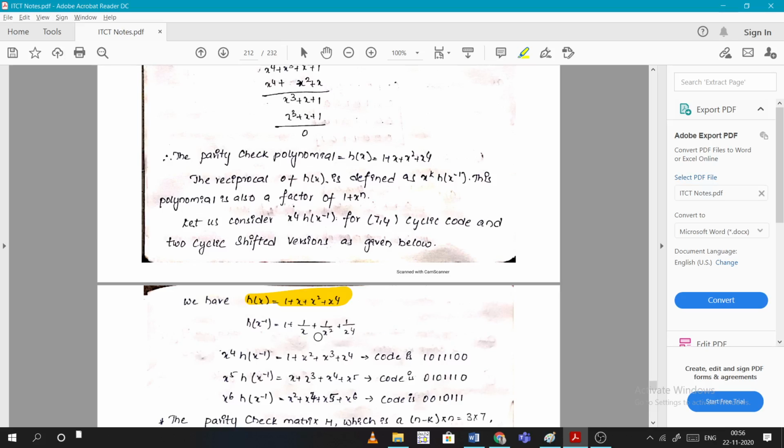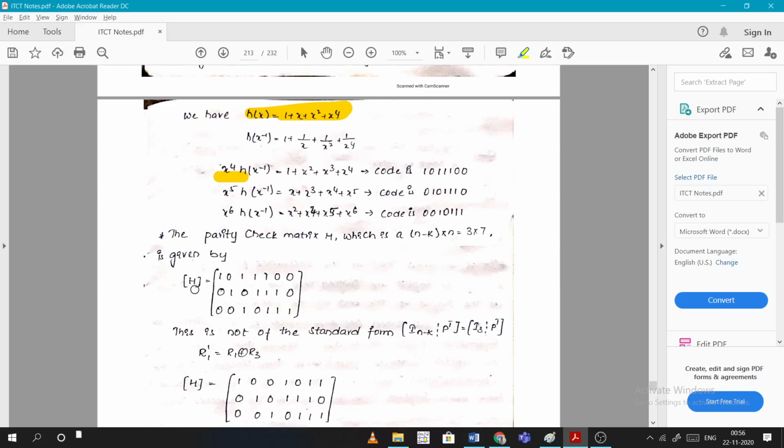If you do the LCM, we'll get the numerator as 1 plus x square plus x cube plus x power 4, divided by x power 4. Take that x power 4 to the other side. So this is what you get, basically a code. For this polynomial, what is the code? 1, the x term is missing so 0, x square is there 1, x cube is there 1, x power 4 is there 1, and the remaining 2 are not there. This should also be n bits, and we only got 4 bits, that's why we put 2 extra zeros. That means 0 into x power 5 plus 0 into x power 6. Now this is the first row.